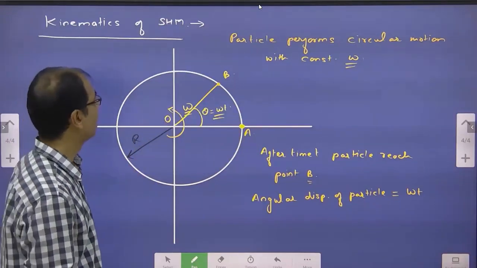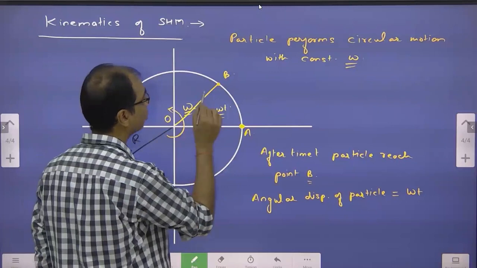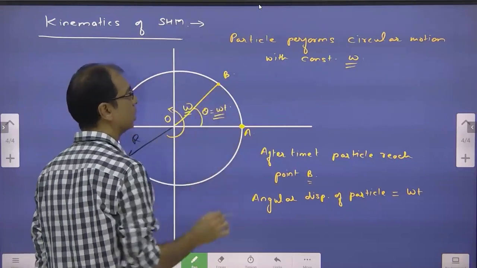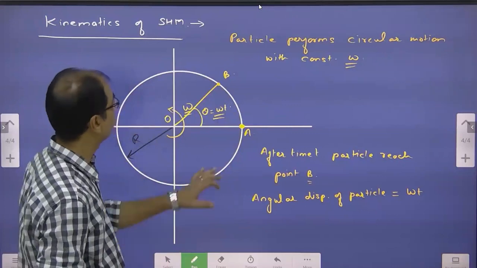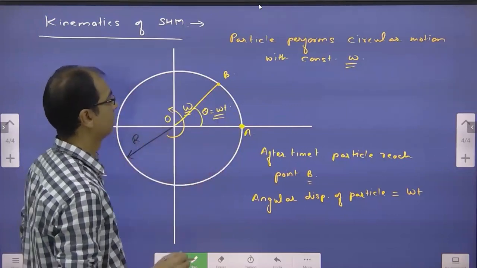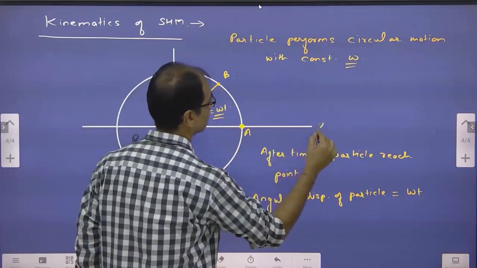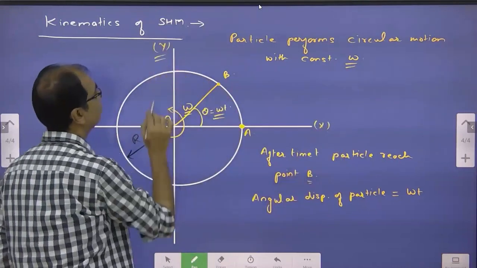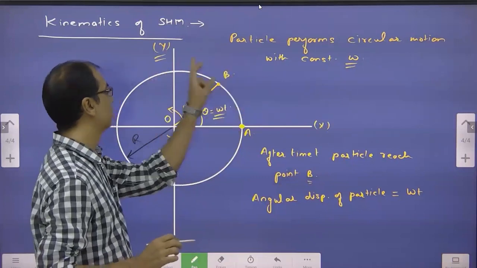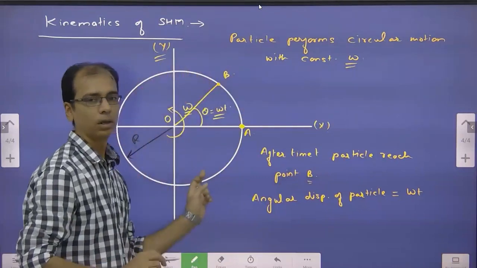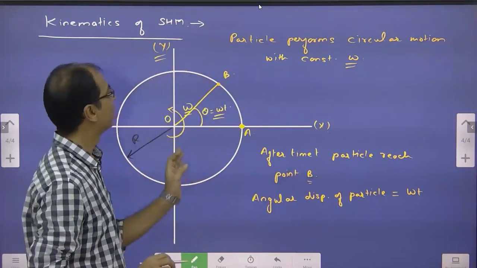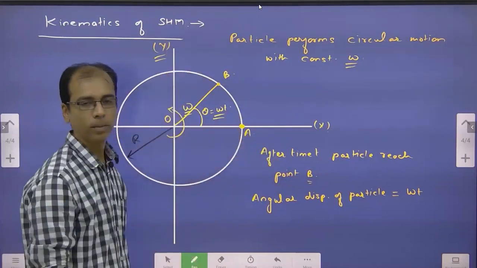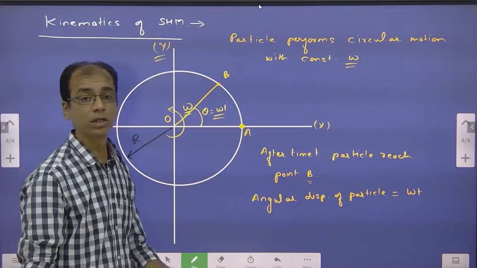So what we say is, suppose we are going to project the shadow of this particle onto any of the diameters, whether along the x-axis or along the y-axis. If the shadow of this particle, which is performing circular motion, is taken on this diameter or on this diameter, that shadow does simple harmonic motion.